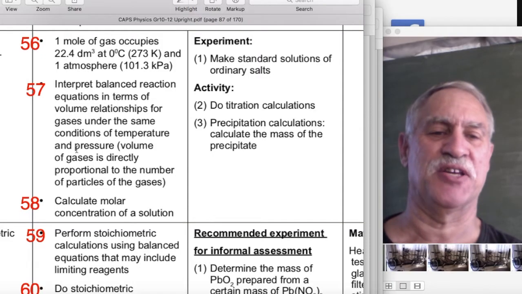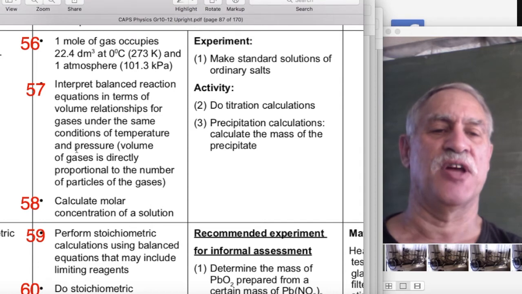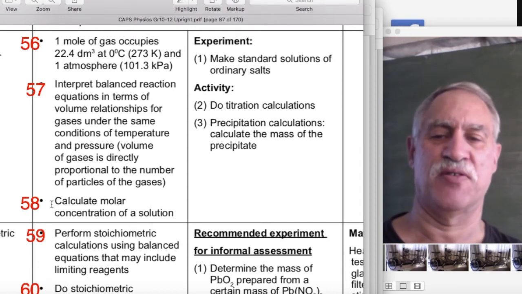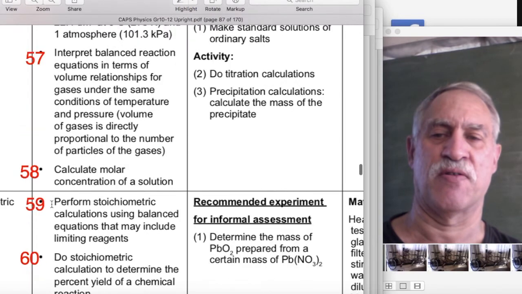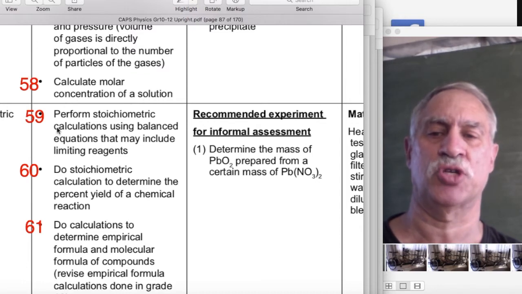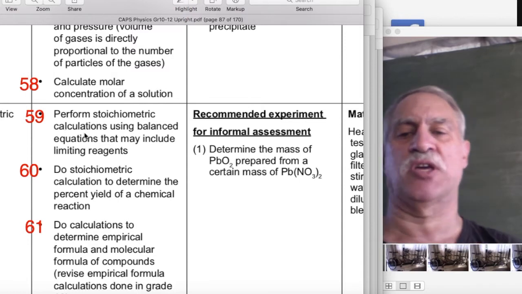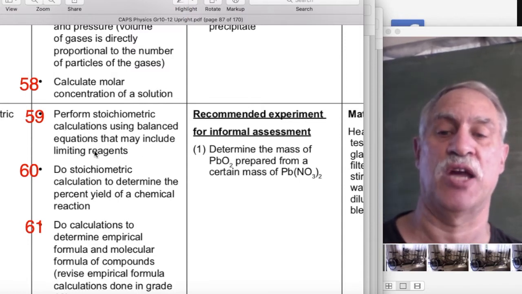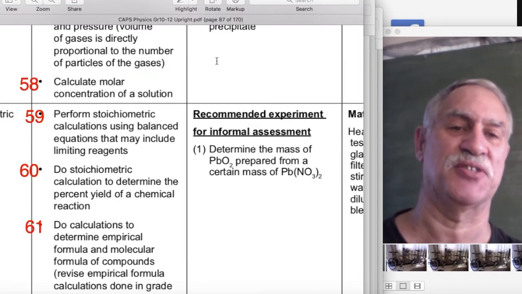Today we're going to continue with grade 11 stoichiometry, which means the ratios between reactants and products. So if we go and look on our CAPS syllabus, it says calculate molar concentrations of a solution, perform stoichiometric calculations using balanced equations that may include limiting reactions. Okay, so 58 and 59 we want to have a look at today.